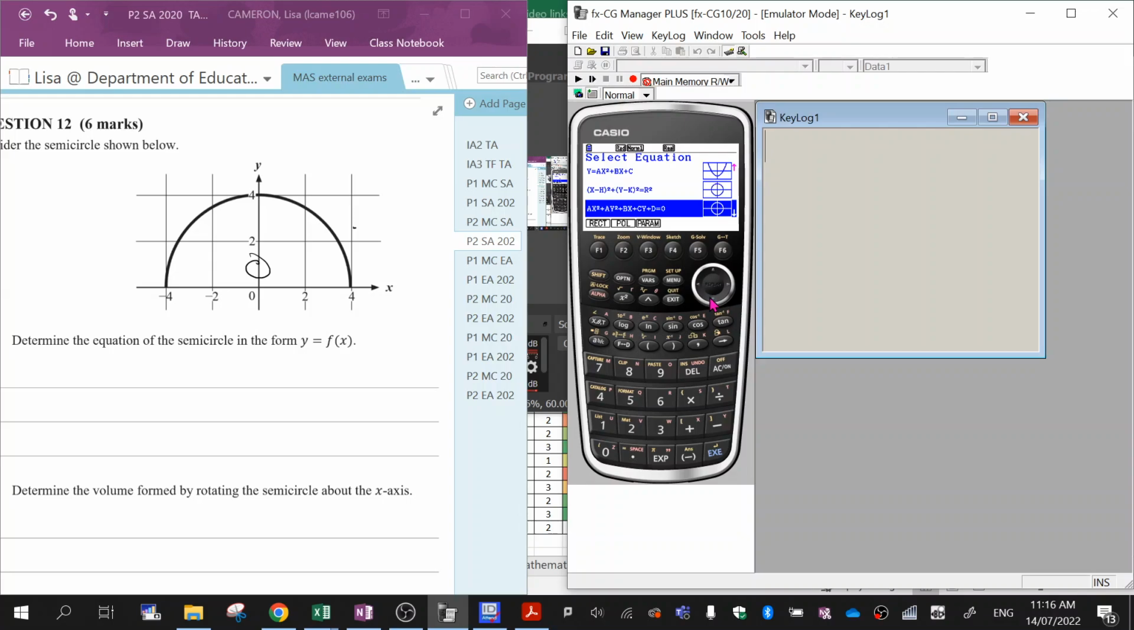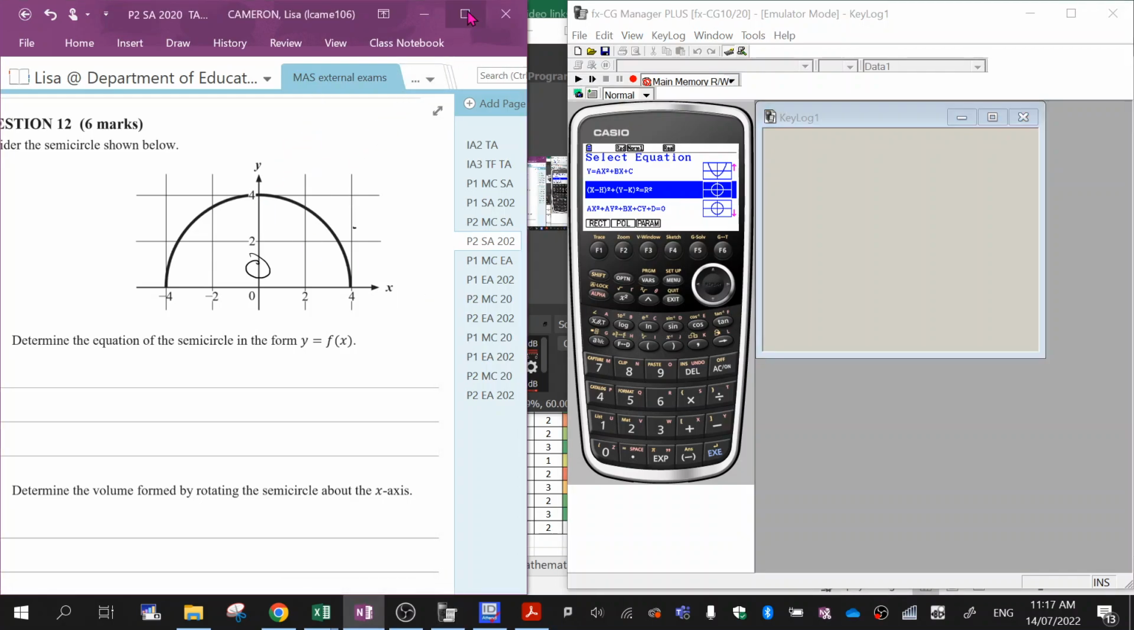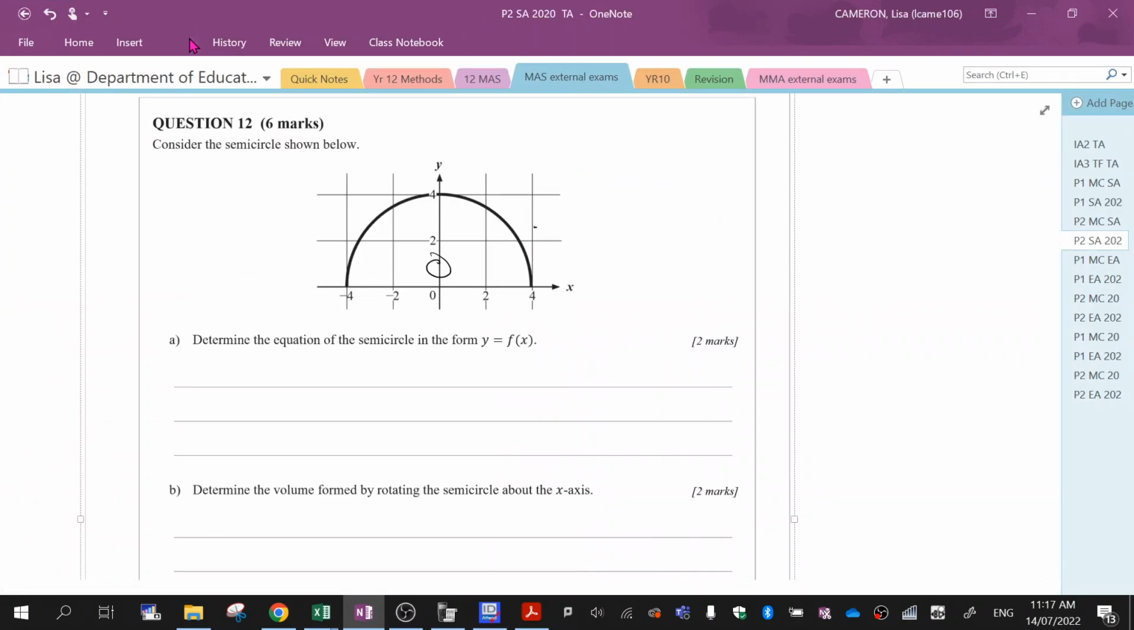Now, I don't get a semicircle, but I do get the equation of a circle, which might be helpful to us. Because a semicircle is just half a circle, and we can use the parts that we want and discard the parts that we don't want. So this is the formula that's going to help us out today. Okay, so I'm going to jump back here and quickly note this down.